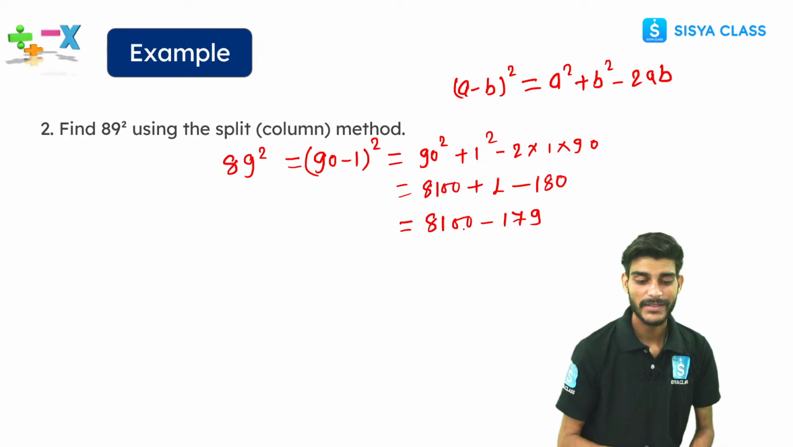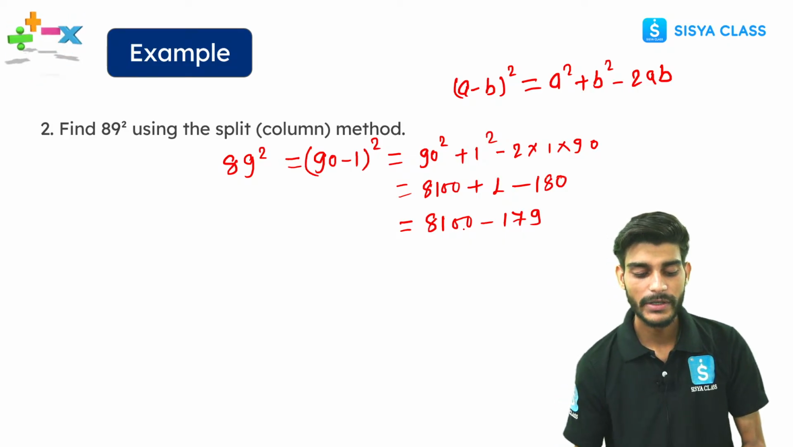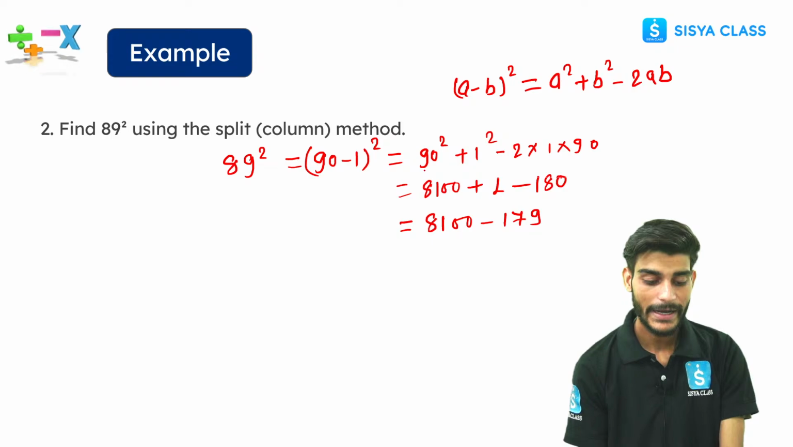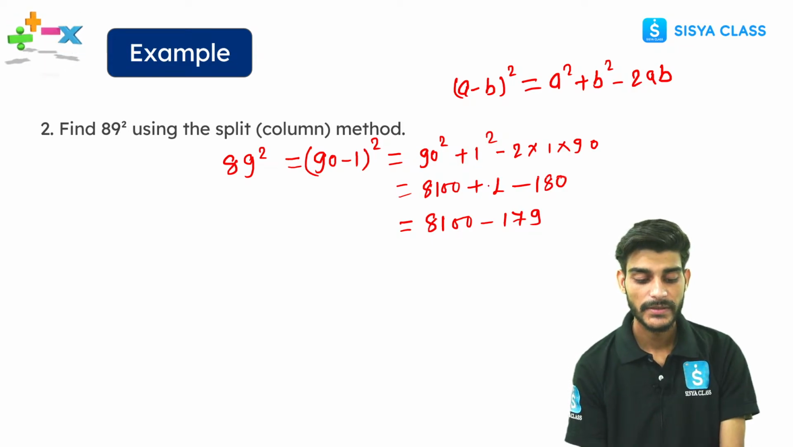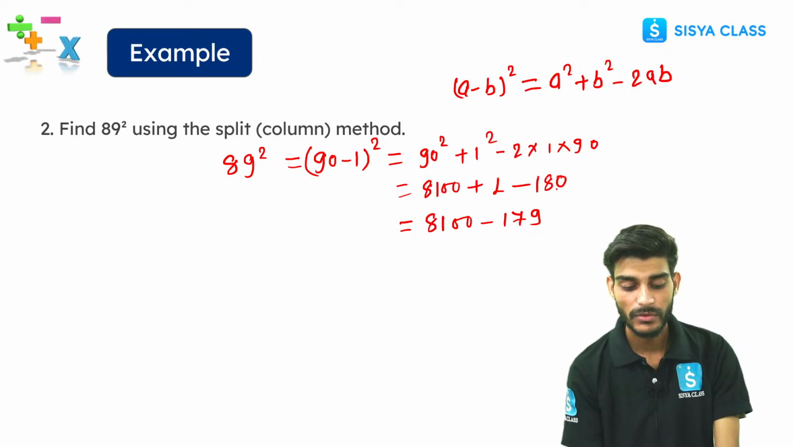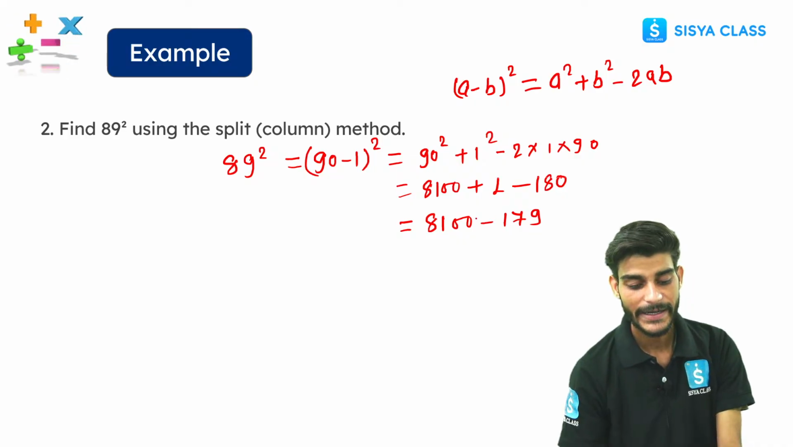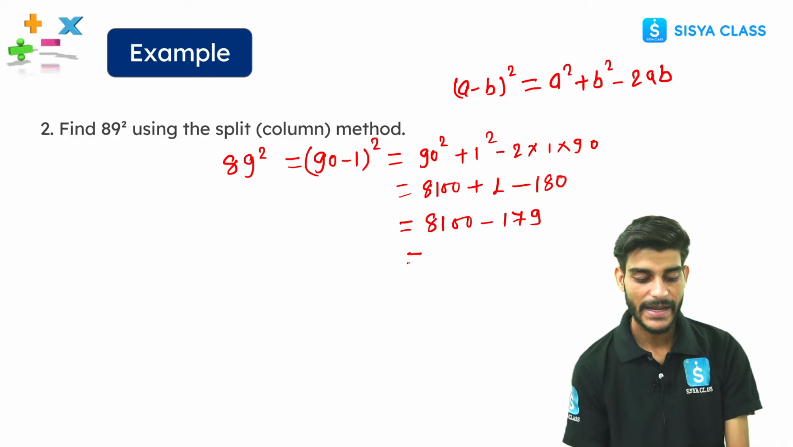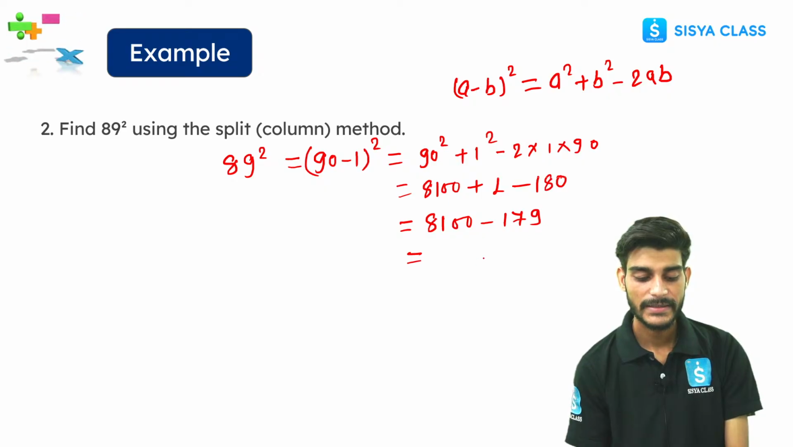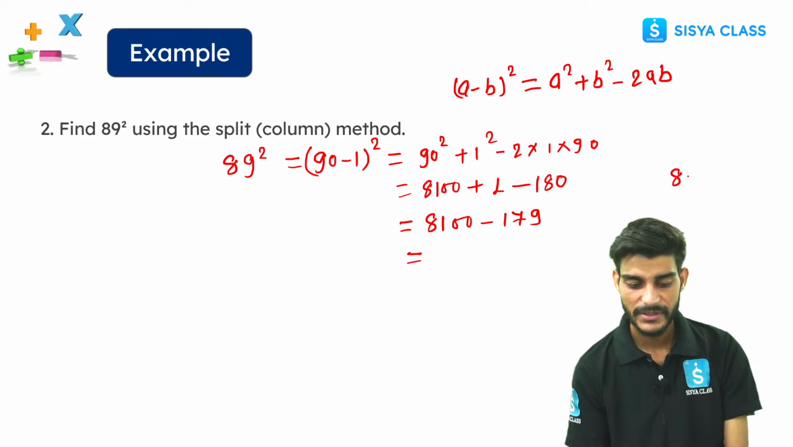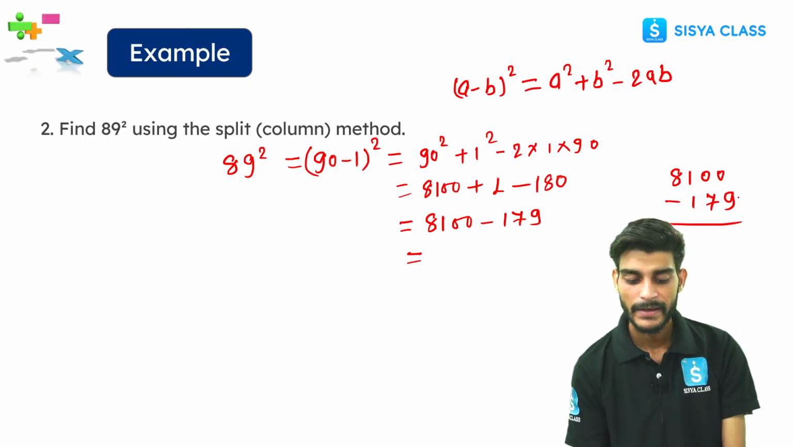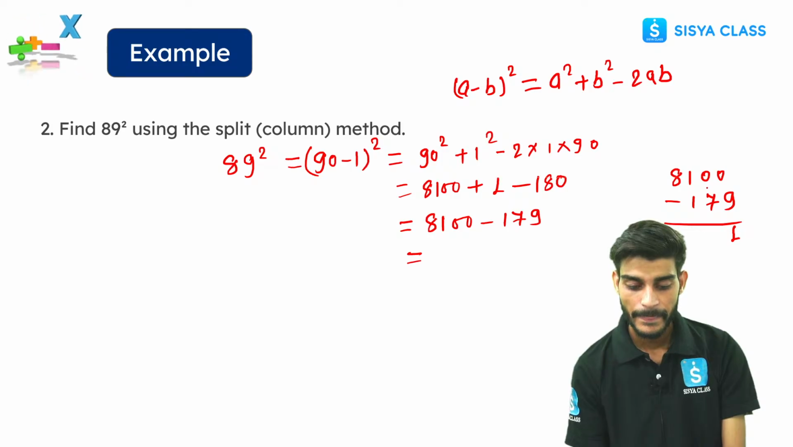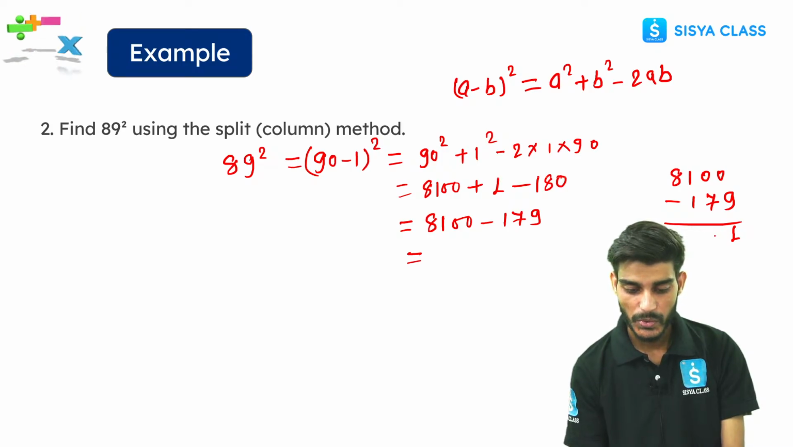Let me check. 90 square plus 1 square minus 2 into 90. Okay, so 8100 plus 1 minus 2 into 90, that is 180. So 8100 minus 179. You have to simply subtract it. Just simply subtract 179 from 8100. You will get 10 minus 9, 1. 9 minus 7, 2.